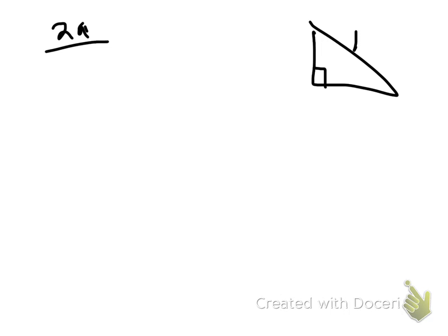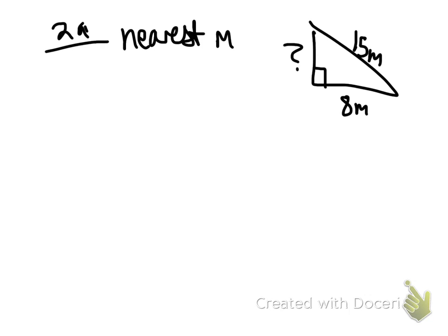Okay, I'm going to have you go ahead and do a practice with this. So if I give you a right triangle with a hypotenuse of 15 meters and a leg of 8 meters, find the unknown side to the nearest meter. Okay, go ahead, solve that. Hit play when you've figured it out in order to check your answer.